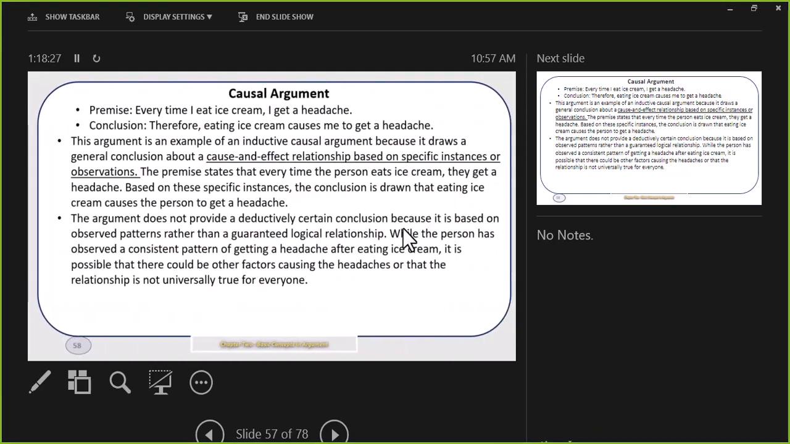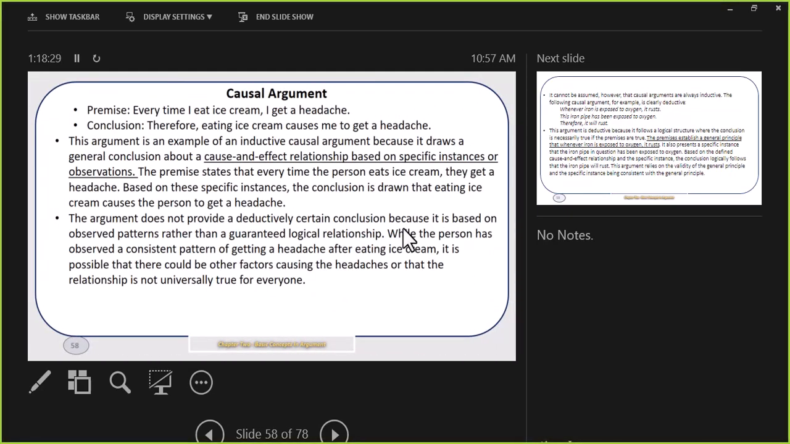Causal argument. It is a cause-effect relationship, as the name implies. The argument is based on a cause-effect relationship, based on specific instance or observation. Every time I eat ice cream, I get a headache. Therefore, eating ice cream causes me to get a headache. This is a causal argument, based on a cause-effect relationship.